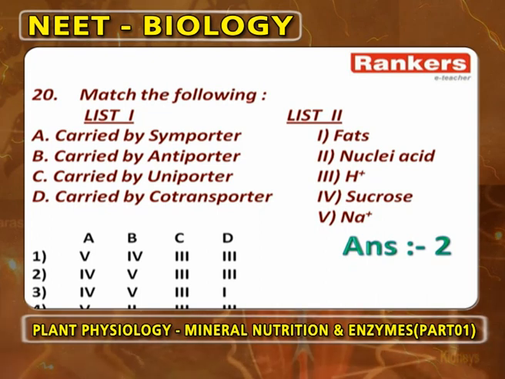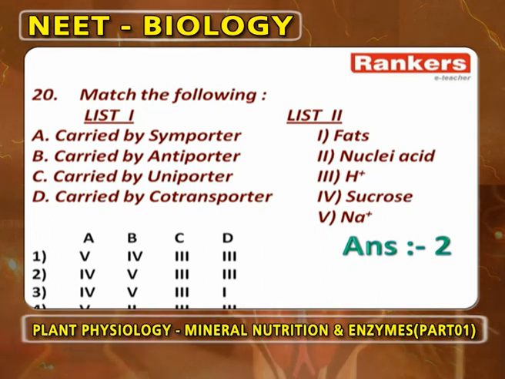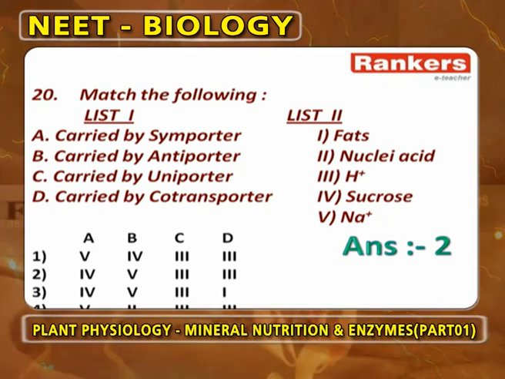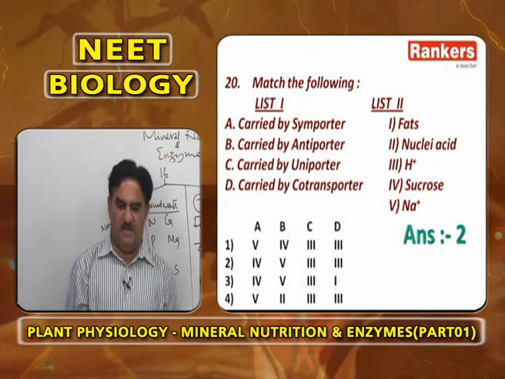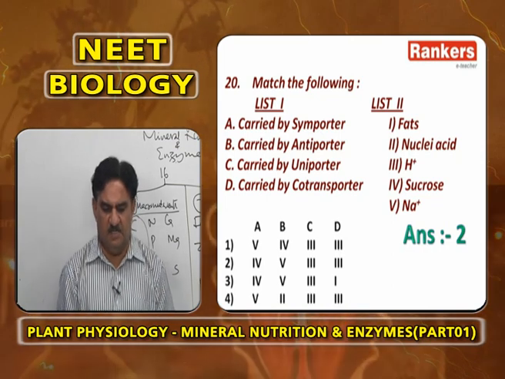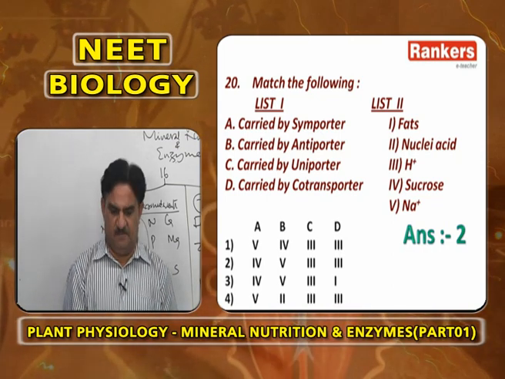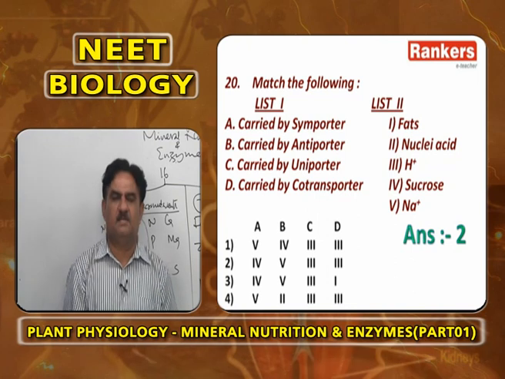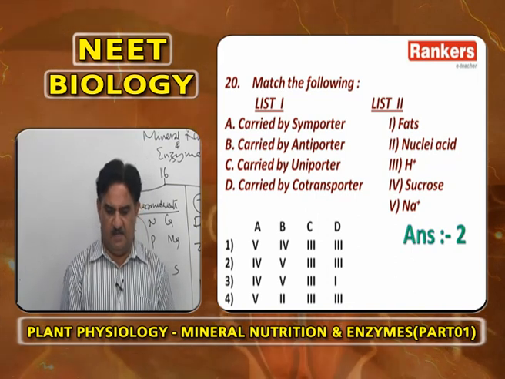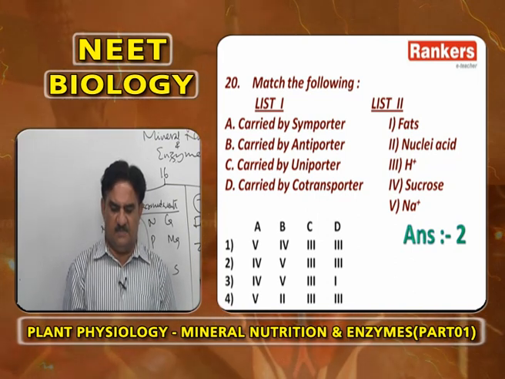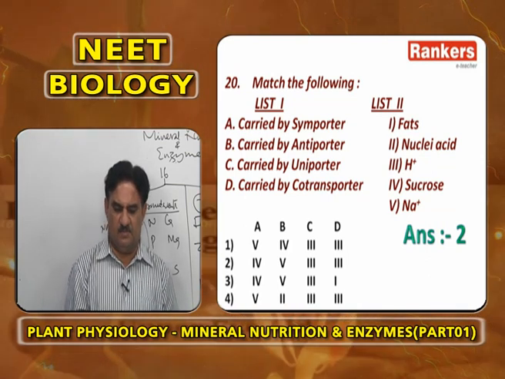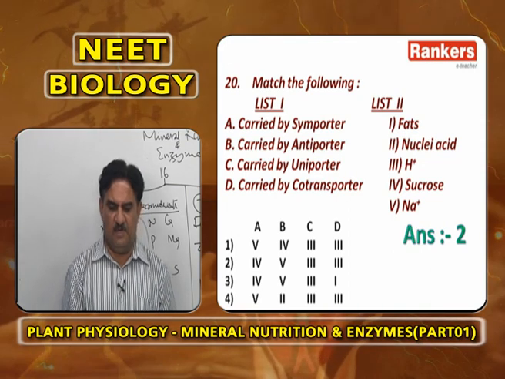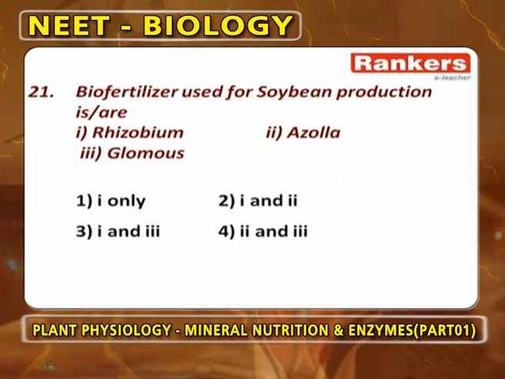Now, carried by symporter, carried by antiporter, carried by uniporter, carried by co-transporter: fats, nucleic acids, H+, sucrose and sodium. Answer is 2. A4, carried by symporter is sucrose. Carried by antiporter is sodium. Carried by uniporter is protons. And carried by co-transporter is also protons and sucrose. So, 4, 5, 3 are next.